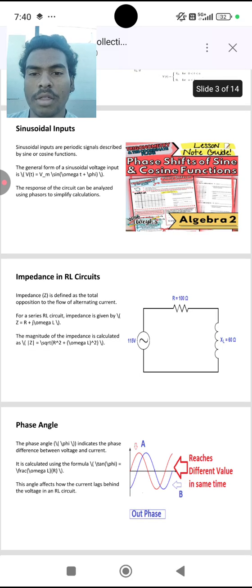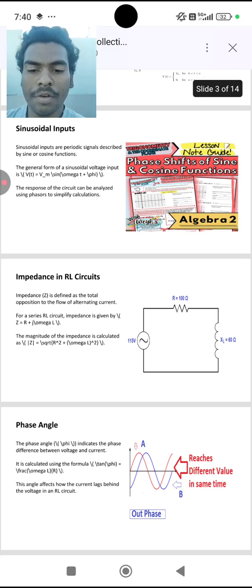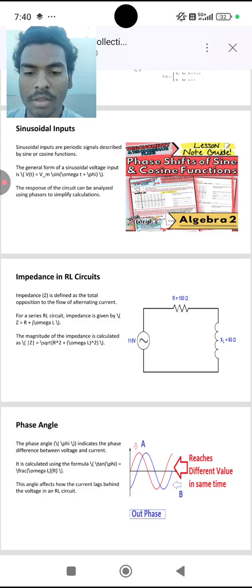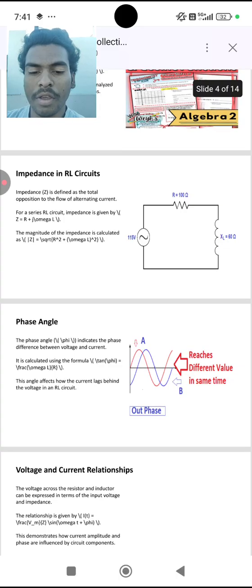Here, impedance in RL circuits. Impedance is the counterpart of resistance, where resistance is used in DC and impedance is used in AC. Impedance Z is defined as the total opposition to the flow of alternating current. For a series RL circuit, impedance is given by Z = R + jωL, where j is the imaginary unit, ω is the angular frequency and L represents the inductor. The magnitude of impedance is calculated by |Z| = square root of (R² + (ωL)²). So here let us discuss the phase angle.